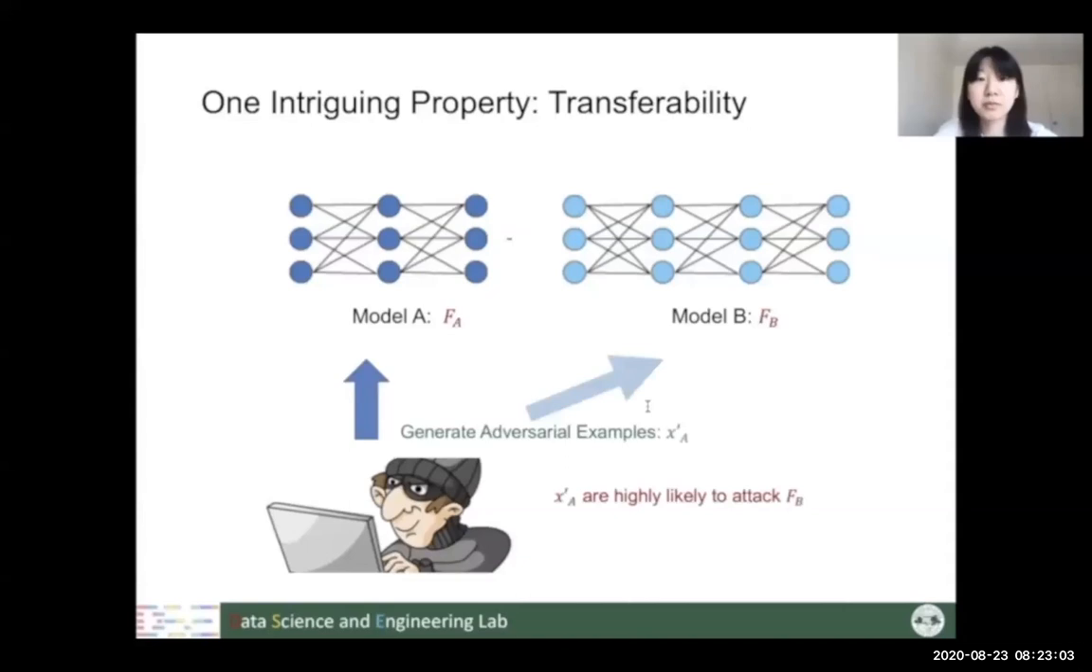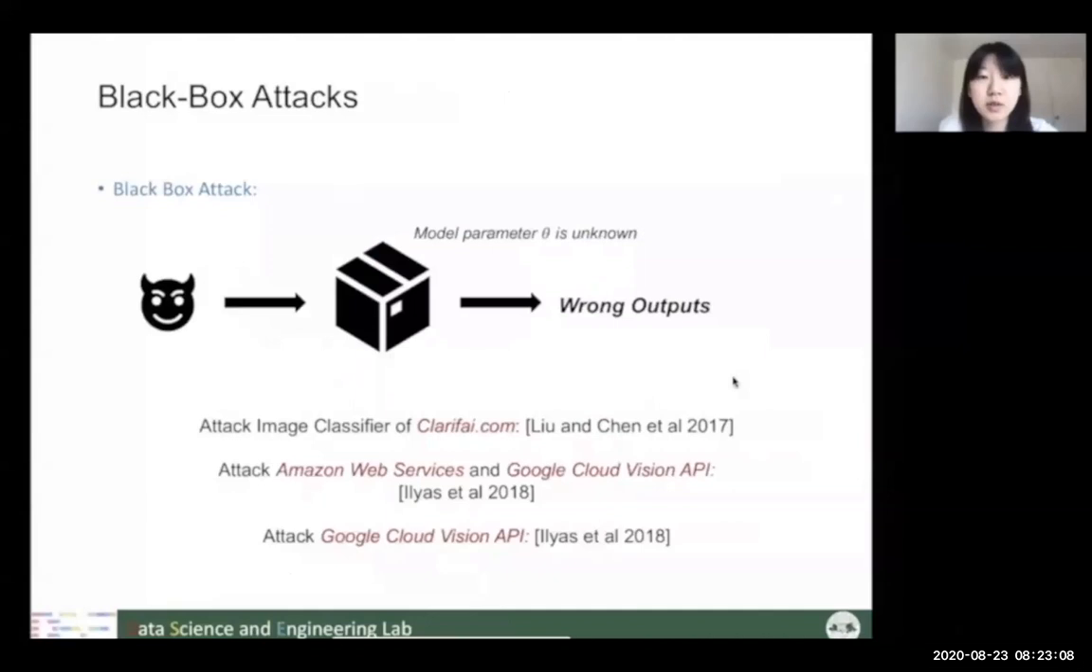Under the black box attack setting, we assume that the model is unknown. The setting is more realistic. For example, an attacker can attack some online models. The attacker achieves this by finding a substitute model and generating adversarial examples that are highly likely to attack the target ones. There are some works which show that their black box attack can successfully attack public machine learning platforms such as Clarifai, which is an image classification model, in Google Cloud, or Amazon.